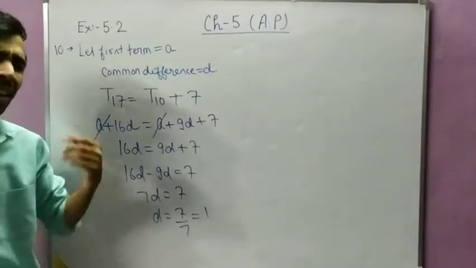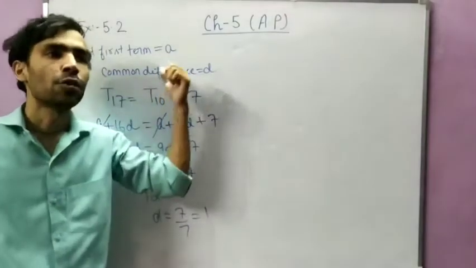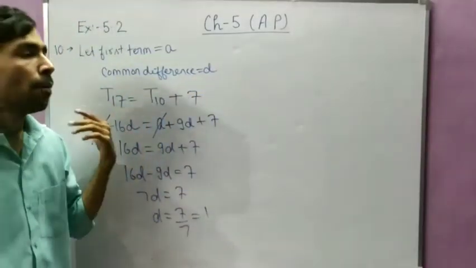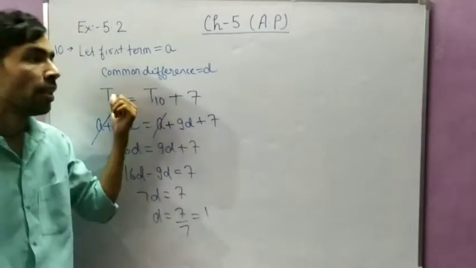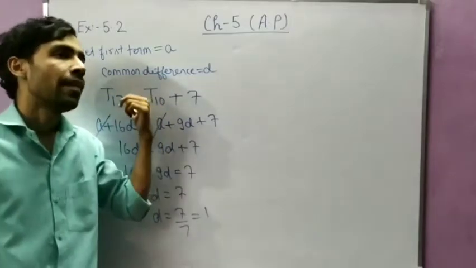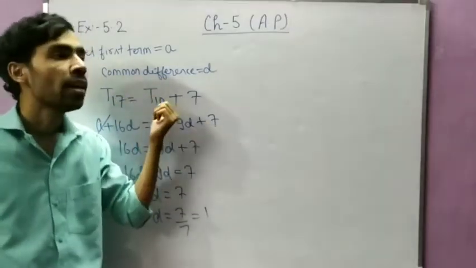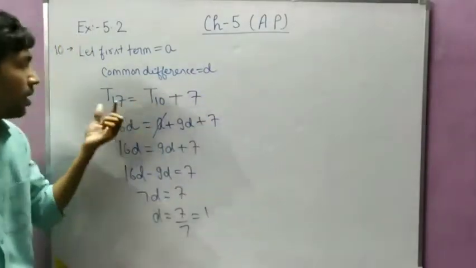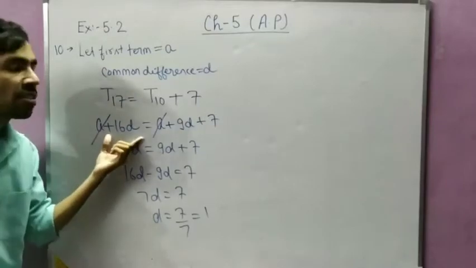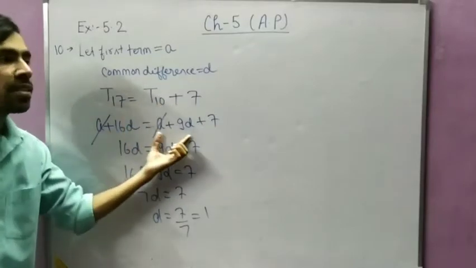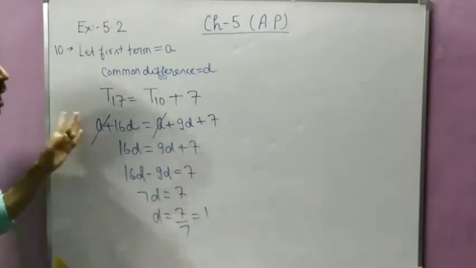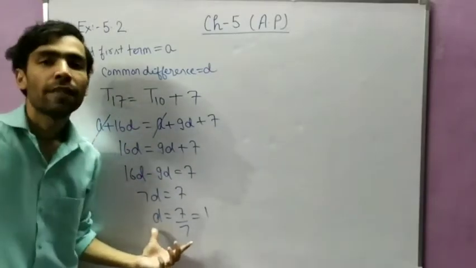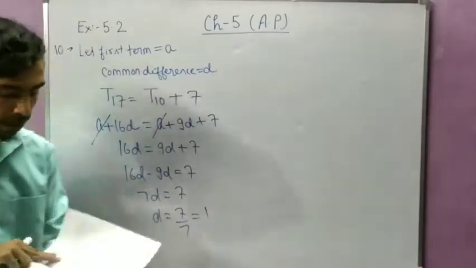First we assumed, in any question, first you assume the first term, that is A, and the common difference, that is D. After that, make the statement according to the question. In the question it is given that the 17th term was 7 more than the 10th term. So T17 is equal to T10 plus 7. T17 can be written as A plus 16D. T10 can be written as A plus 9D plus 7. After that, A cancels. And when we solve for D, we get the value of D is equal to 1.